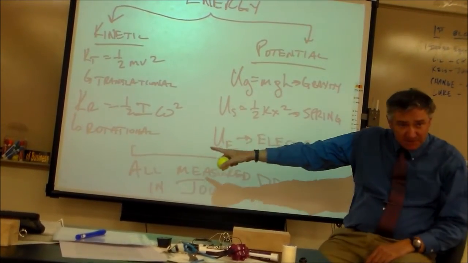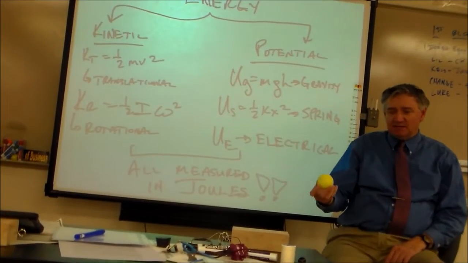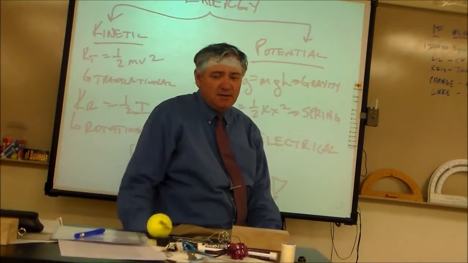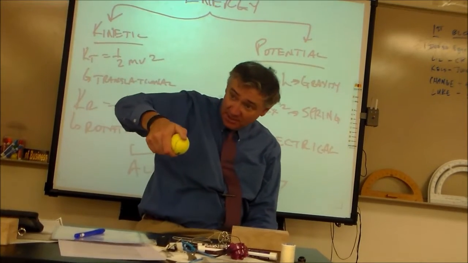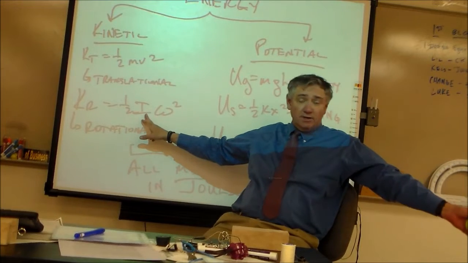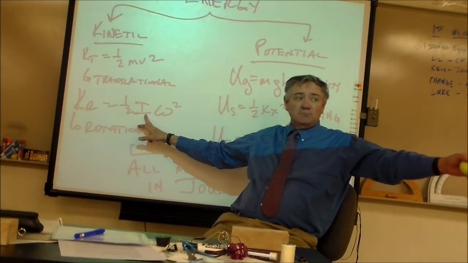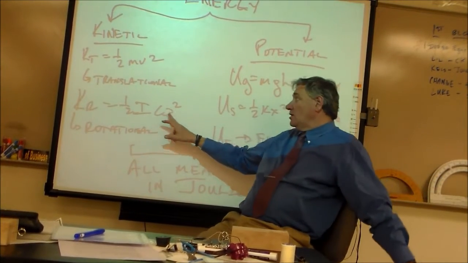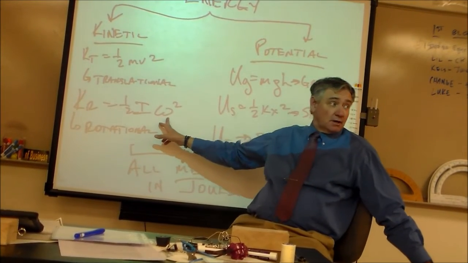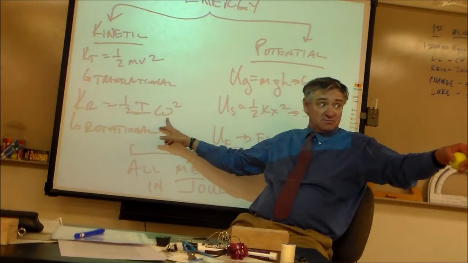You can have rotational kinetic energy. So if I take this tennis ball and make it spin, then it has rotational kinetic energy because this is going to be I, and I is going to stand for what? Moment of inertia. Omega is going to be how fast you spin.